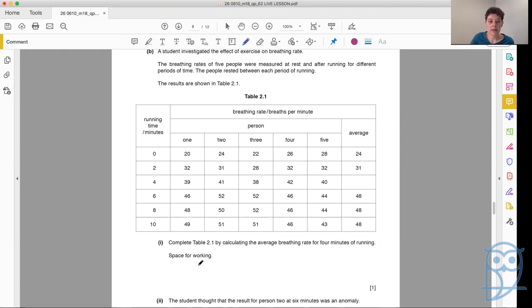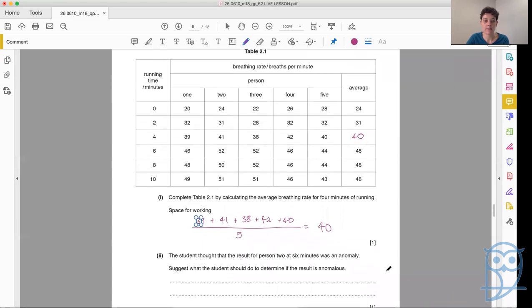So in order to get an average, we're going to sum them all and divide by the count. So we would have 39 plus 41 plus 38 plus 42 plus 40 all over 1, 2, 3, 4, 5. Plug it into the calculator. The answer to that is 40. So then we would definitely go back and put it in the table where it belongs. The average breathing rate in breaths per minute for 4 minutes running time is 40. So then we move to the next question.